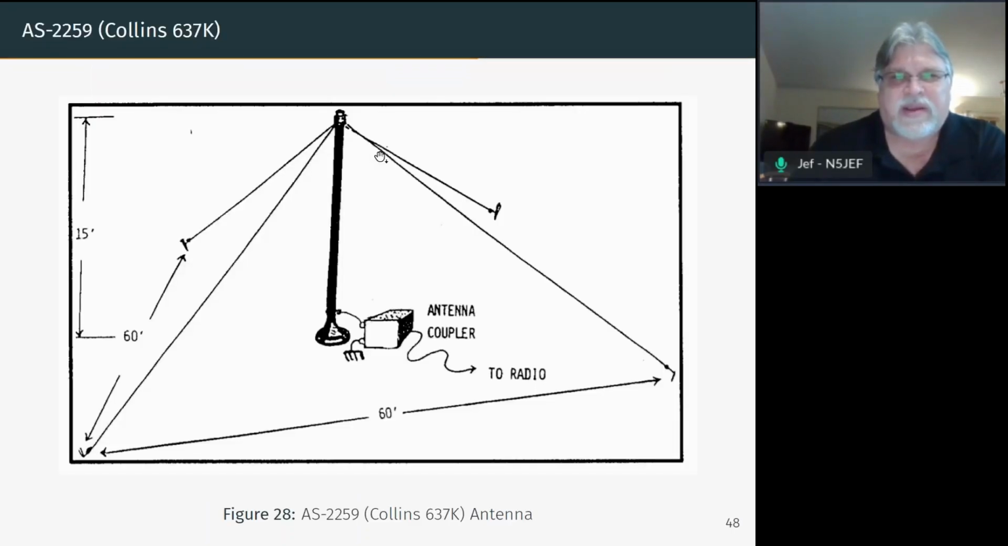Okay. Here is the same idea in an actual military kit. It's the AS-2259 Collins, this was very popular in the military. I don't know how popular it is these days. The central mast is actually a coaxial transmission line. It's very high efficiency, so even if you have a high SWR coming down this center mast, you have low loss, and then you tune it with this antenna coupler here.